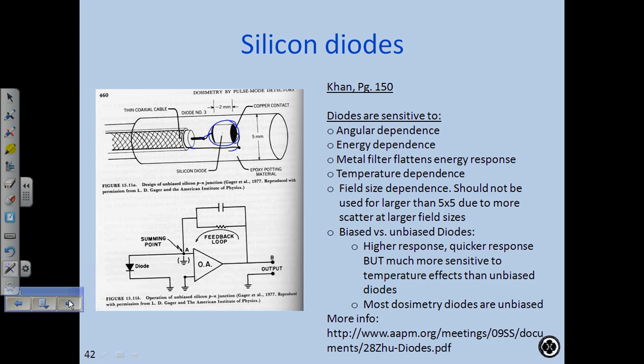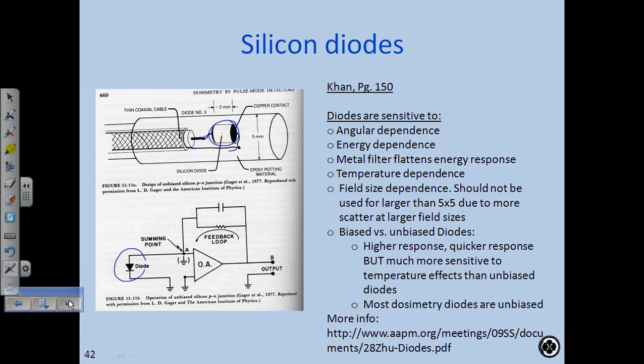Design of an unbiased PN junction. Okay, and that's how you use it in a circuit. There's a diode connected. Remember how we always need an op-amp to increase the signal? So we use an op-amp, which is basically an amplifier, which gives us a higher signal.